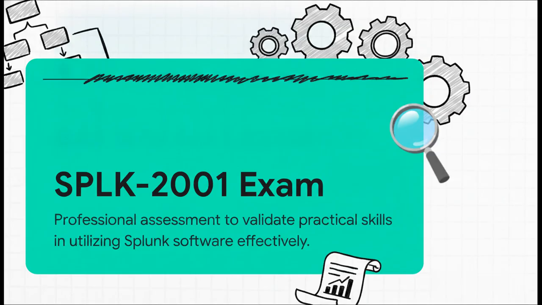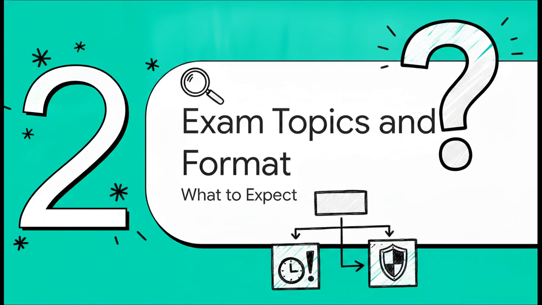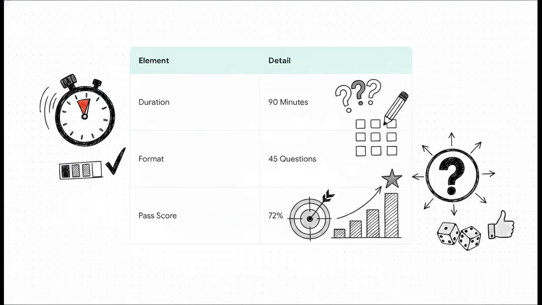right inside Splunk. Moving right along to Section 2, Exam Topics and Format. Here is exactly what you can expect on test day. You're going to face a 90-minute window to tackle 45 multiple-choice questions. To pass, you need to hit a score of 72%. And here's a huge pro tip for you. There is absolutely no penalty for guessing, so make sure you put down an answer for every single question.